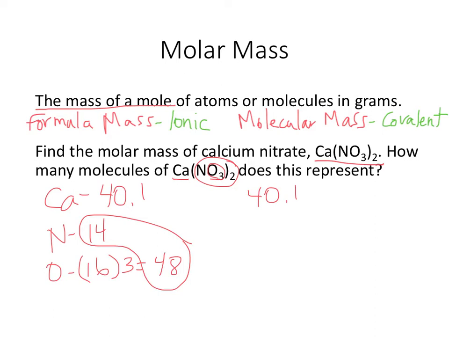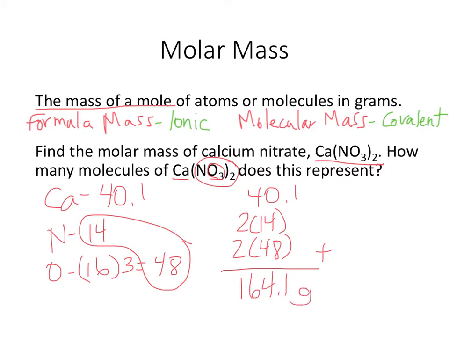The way you can do that is 2 times 14 plus 2 times 48, or you can add 14 to 48, which is 62, and multiply that by 2. Either way, you're getting the same answer. We're going to take that answer and then add it to the 40.1, and you get 164.1 grams. That is the molar mass, so the mass of 1 mole of Ca(NO3)2. And so then that represents 6.02 times 10 to the 23rd molecules of Ca(NO3)2.